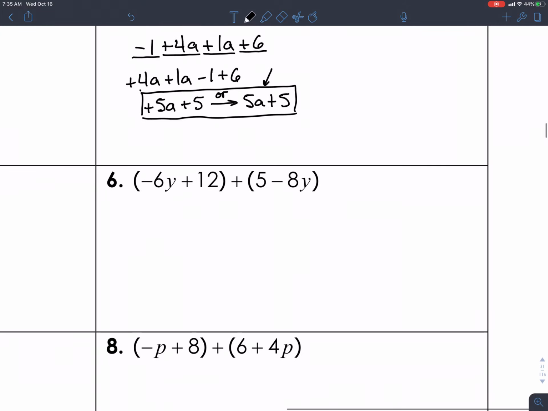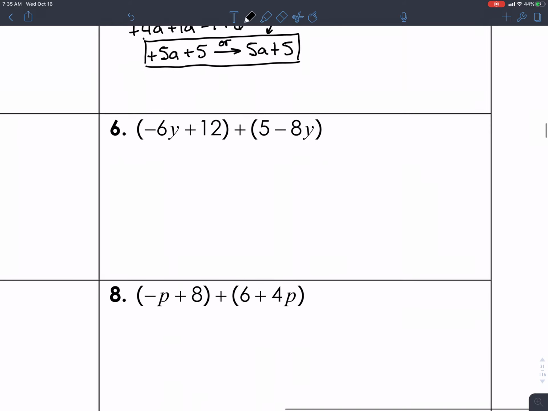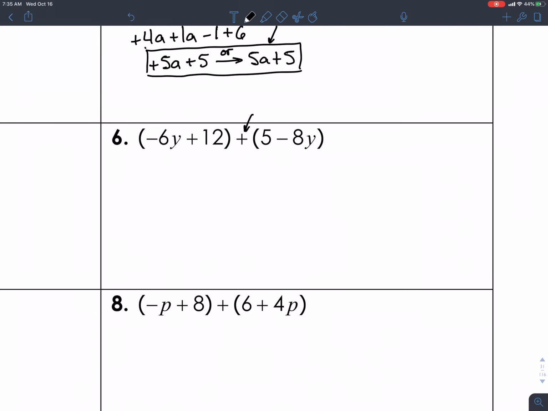Let's look at number 6. Again, if there's a positive right here, I can just basically get rid of the parentheses. So I have a negative 6y, a positive 12, and I'm combining that with a 5. Well, that is a positive 5, so let's put a positive 5 and then a negative 8y. Let's underline our terms. This is how I want to see all your work done. Underline the terms. I don't want to just see things combined. If the terms aren't underlined and rearranged, then I won't accept it as homework.